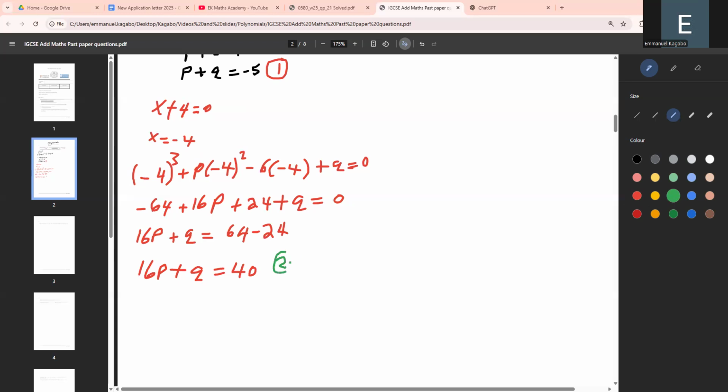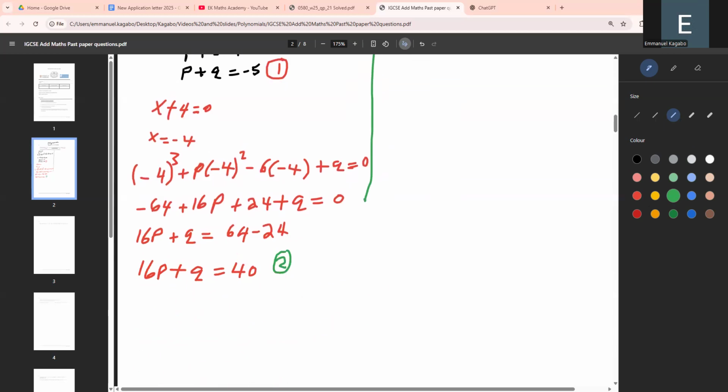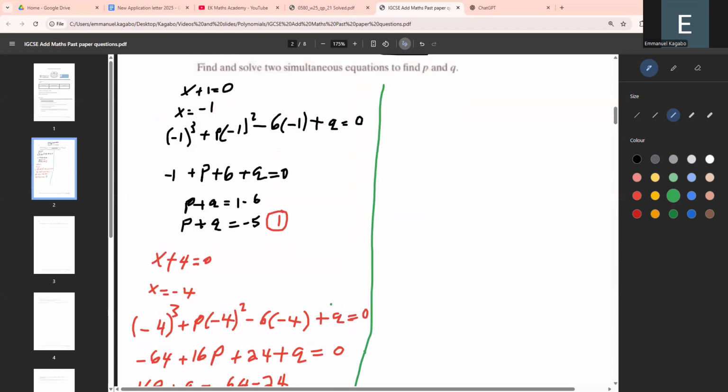This is the second equation. Very good. Now, fast forward. What are my two equations now? My two equations, I have P plus Q. I hope you understand, okay? If you have any question, let me know. P plus Q equals negative 5.